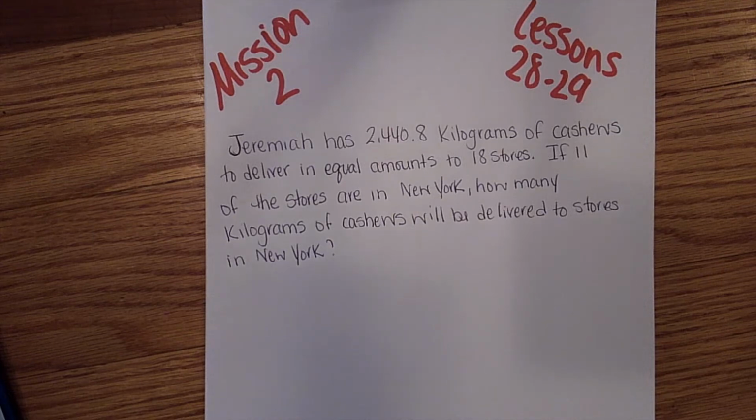All right, here's my word problem. Jeremiah has 2,440 and 8 tenths kilograms of cashews to deliver in equal amounts to 18 stores. If 11 of the stores are in New York, how many kilograms of cashews will be delivered to stores in New York?